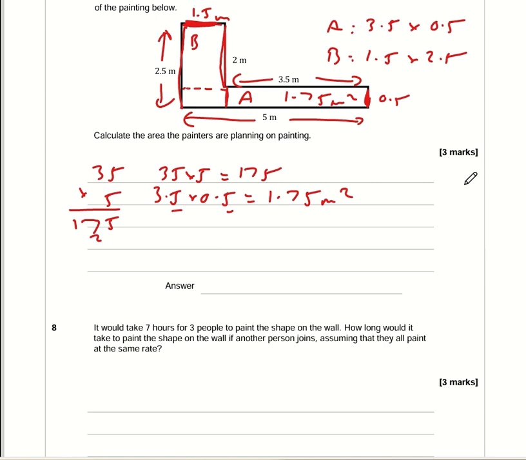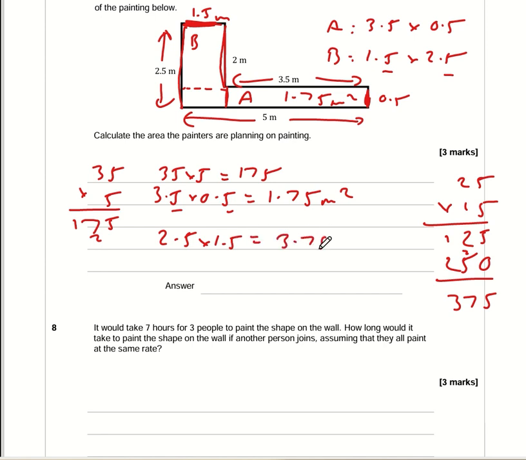Not a lot of space for working here, but let's just do 25 times 15. 5 5s are 25, carry 2. 2 5s are 10, plus 2 is 12. Next line, put in a 0 because this is the 1 of 10. 1 5 is 5, 1 2 is 2. Add them together, 5 7 3. And again, we need 2 decimal places because we have 2 decimal places in the question. So let's just write that down in full. So 2.5 times 1.5 is 3.75 square meters.